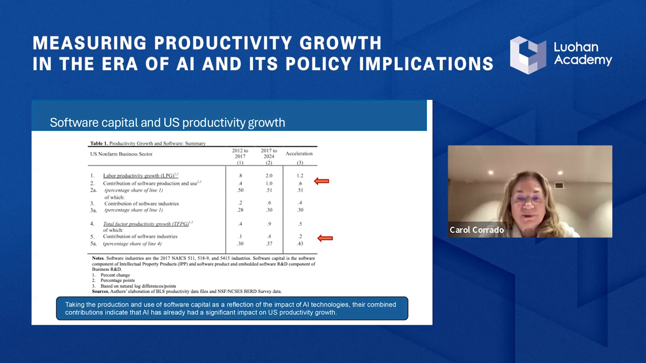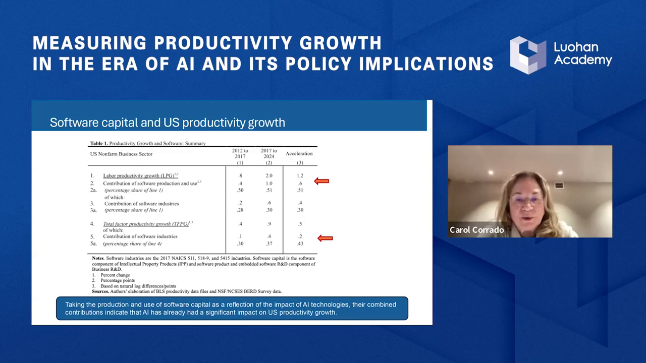It averaged 0.9% per year over this period, which is just shy of the 1.1% average according to official BLS statistics since 1948. So these are pretty strong numbers. Again, they don't make up for the loss in level in the productivity slowdown, but the pace is strong. And the bottom line is that software capital, its production and its use, accounted for half of that.